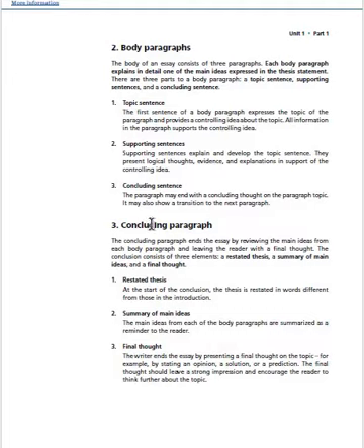So the next one is the supporting sentences. A supporting sentence explains and develops the topic sentence. They present logical thoughts, evidence and explanation in support of the controlling idea. Basically, if we are going to discuss the first body paragraph, it is about solar power improving people's lives in developing countries by providing efficient light safely. This is the first sentence, called the topic sentence, which we took from the thesis statement.